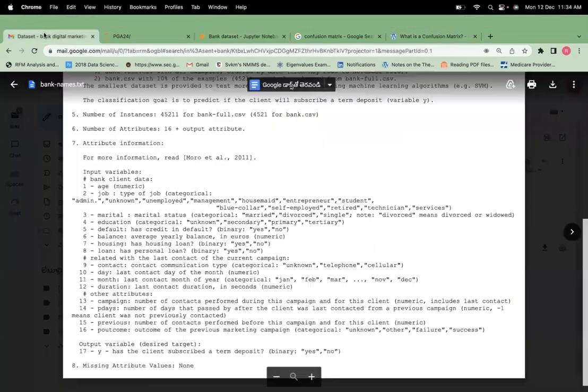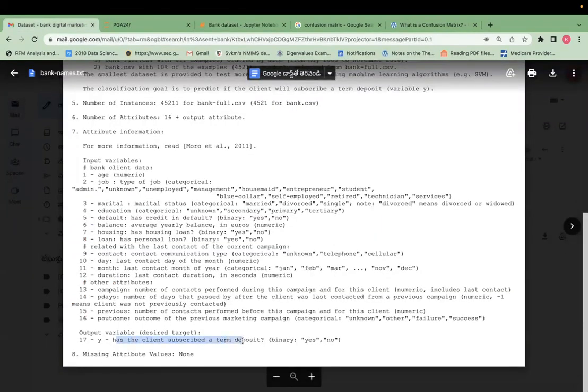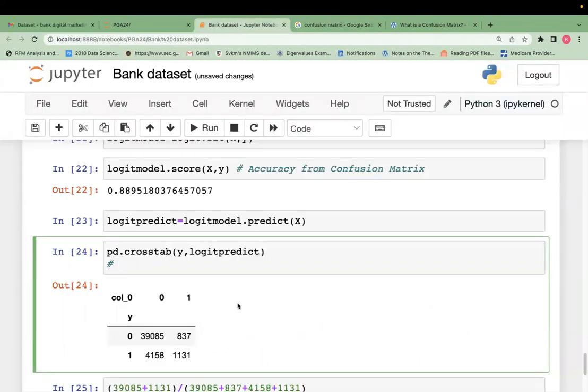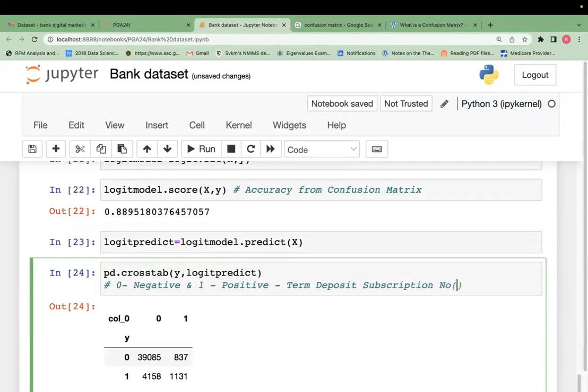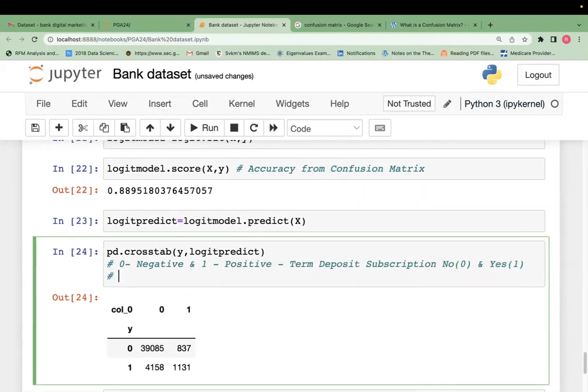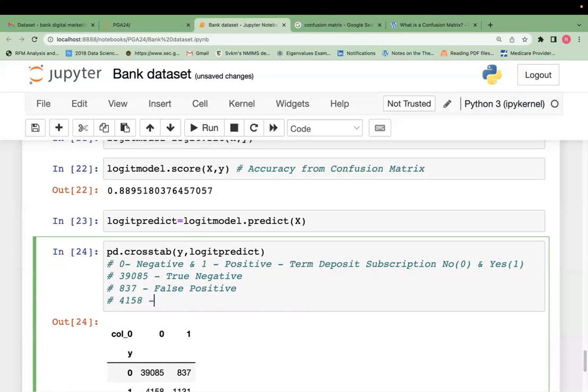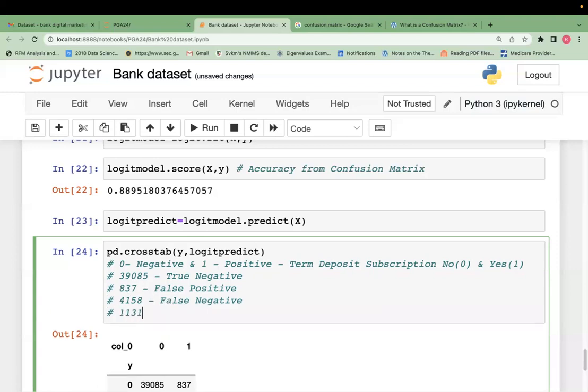If you look at our data description, has the client subscribed to a term deposit? Yes or no? Term deposit means fixed deposit. Term deposit, no, means the customer did not subscribe to the term deposit, so 0 is negative, 1 is term deposit subscription. No is 0 and yes is 1. So what is this 39,085? 39,085 is true negative. What is this 837? False positive. 4,158 is false negative, and then 1,131 is true positive.